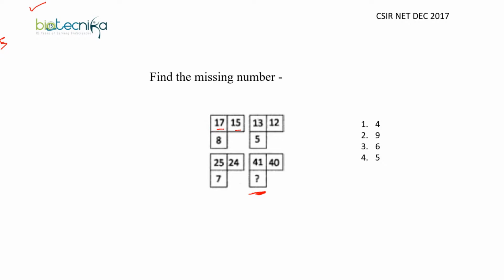17, 15 and then 8. If we add 17 and 15, then we get 32. 32 is divisible by 8. Yes, 32 is divisible by 8. Similarly, if we look at these two, 13 plus 12 is 25. If I divide 25 by 5, so that means this is also divisible.